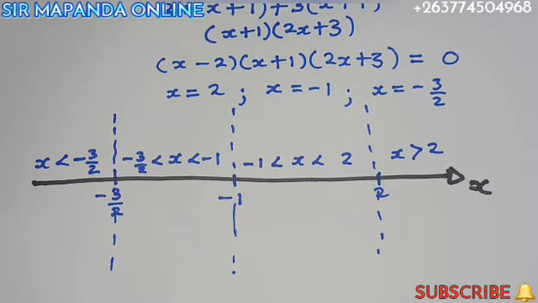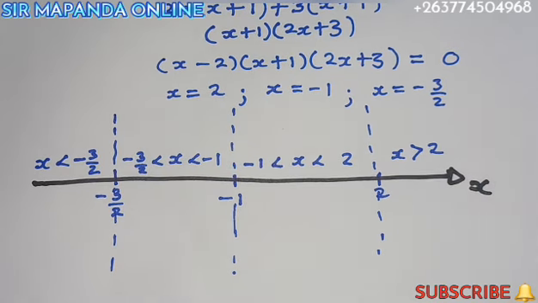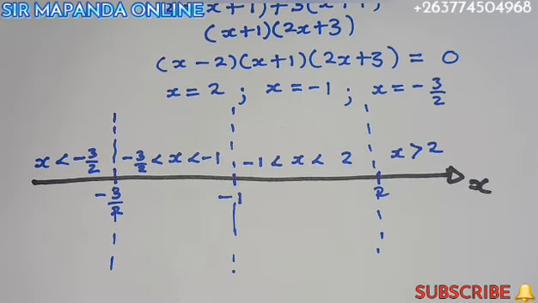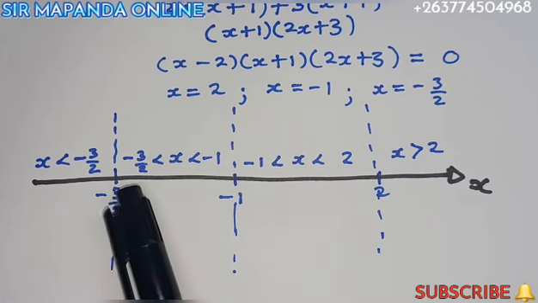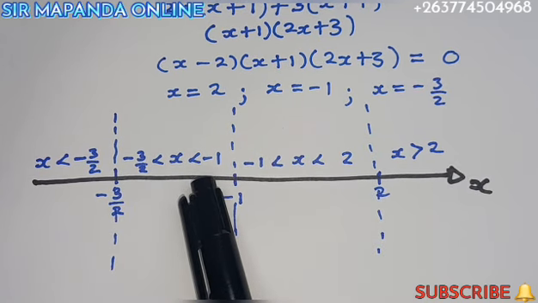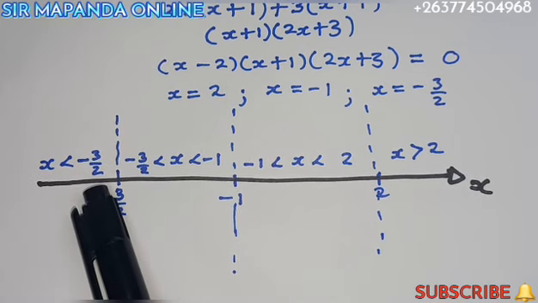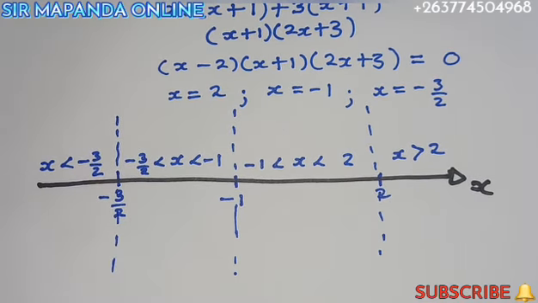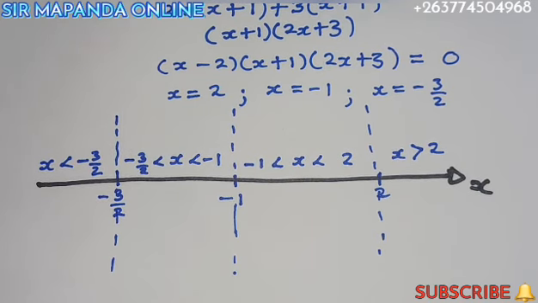Right, so you can notice that we are going to have 4 regions. This region is x is greater than 2. It takes the values which are more than 2. This one is minus 1 less than x less than 2, minus 3 over 2 less than x less than minus 1, and this one is x is less than minus 3 over 2. So I want to test one of the 4 regions. If you test one of the 4 regions, you will be able to tell the other regions. I hope you are following.